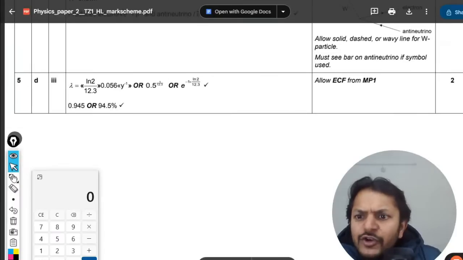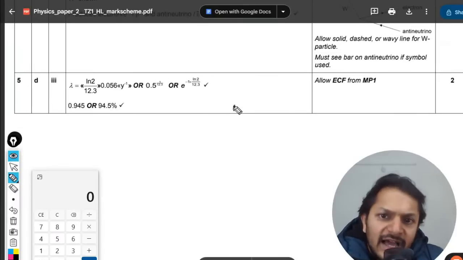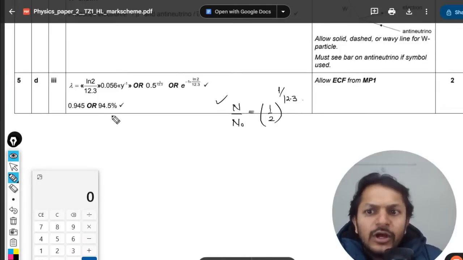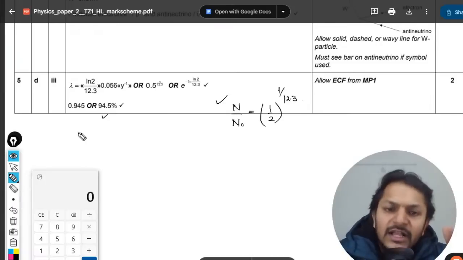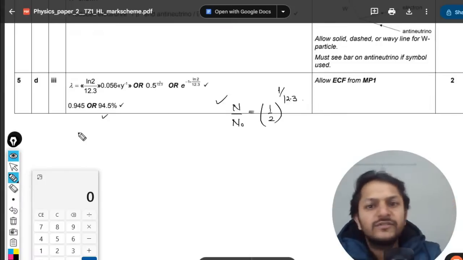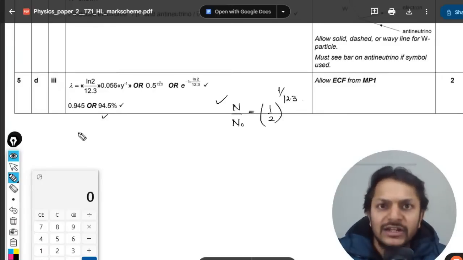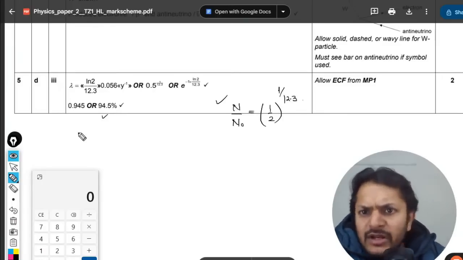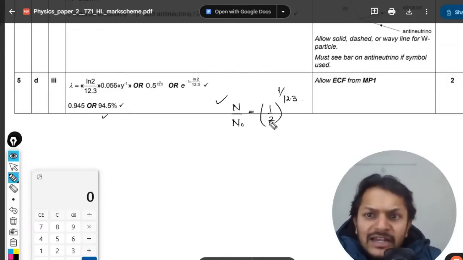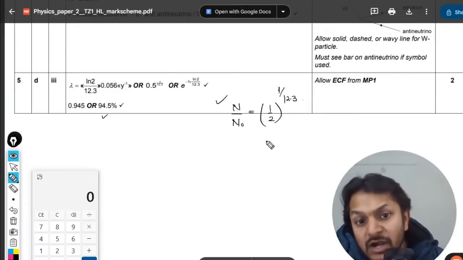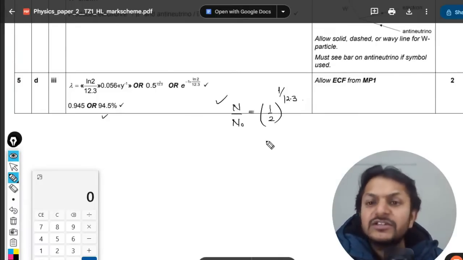So they have not used the formula that I have told you: N divided by N naught is equal to half raised to power 1 divided by 12.3. I think if you use this formula, you would still get the same answer. But this formula is not used in IB, since it is not given anywhere, neither in the books nor in the data booklet. So the probability is that if you do this, they may not give you the marks. You can please talk to your teachers for that sake.